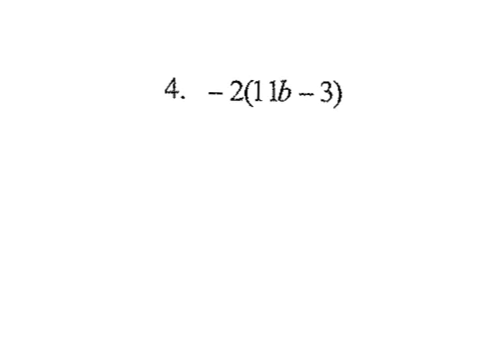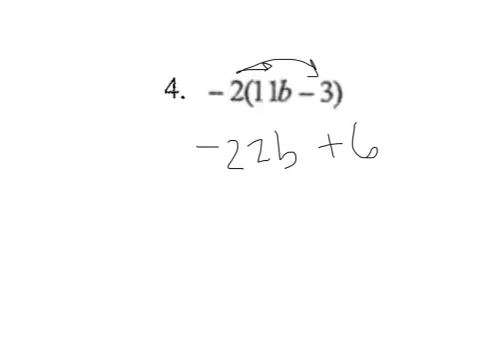Problem 4 is some more distributing. Negative 2 times 11b is negative 22b. Negative 2 times negative 3 is positive 6. So there's nothing else that we can combine there.